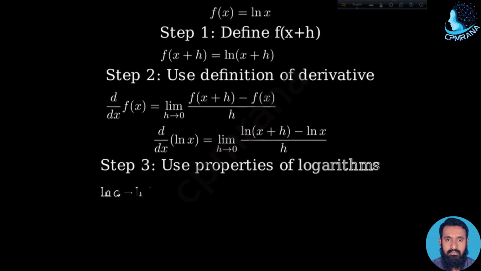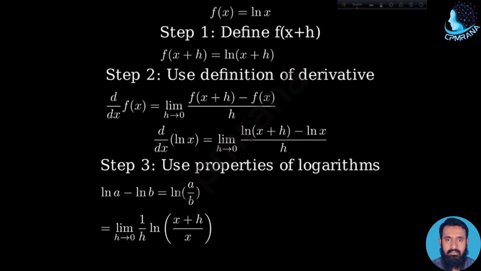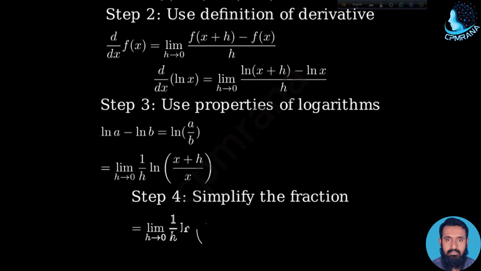Step 3. Now we'll use the properties of logarithms. The difference of logarithms equals the logarithm of their quotient. So this becomes the limit as h approaches 0 of 1 over h times the natural log of x plus h divided by x. Step 4. Let's simplify the fraction inside the logarithm. We can rewrite x plus h over x as 1 plus h over x.